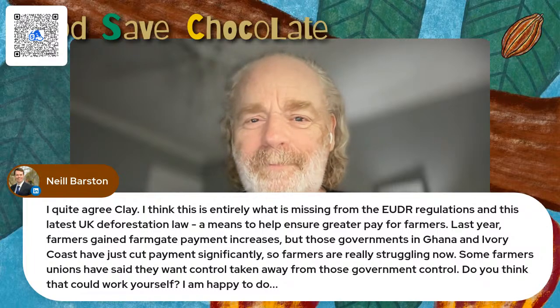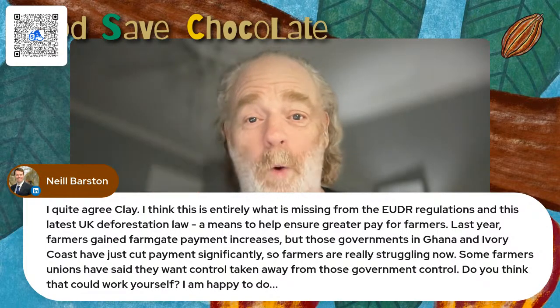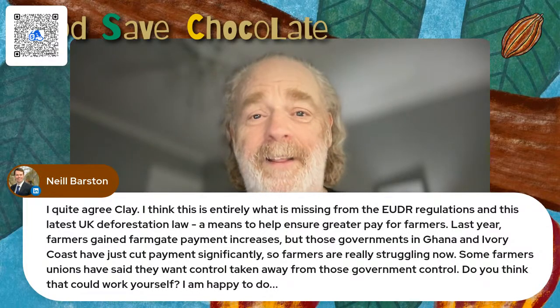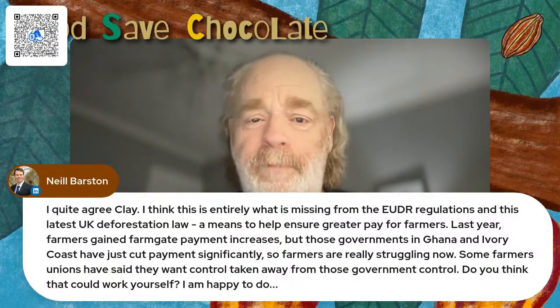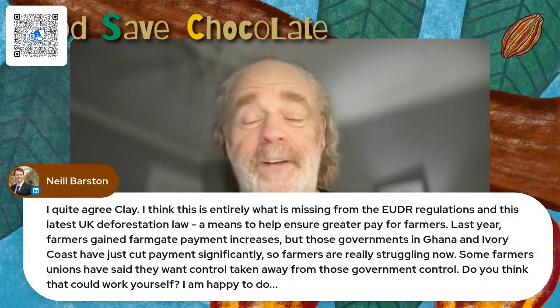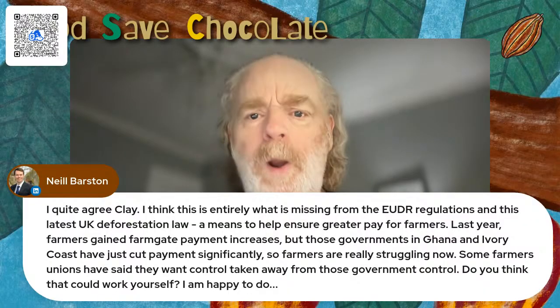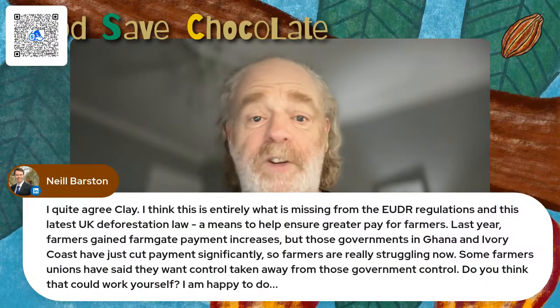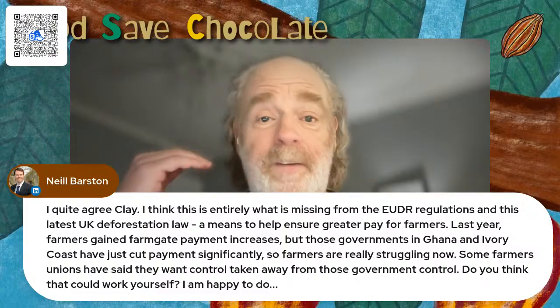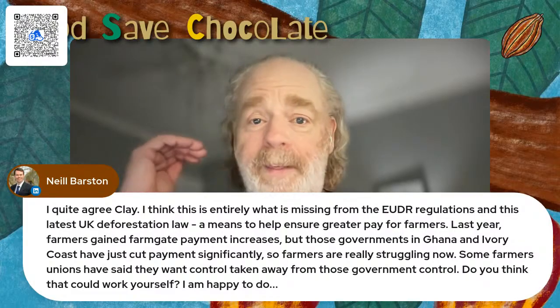Maybe that's the first thing we should be lobbying for, is decommoditizing these things. Do I believe it will ever happen? No, right? But at least it should be on the table, right? As you point out, the governments in Ghana and Ivory Coast have just cut the payment significantly. The farm gate price has to be below the cash price.